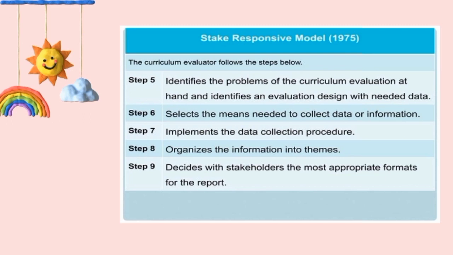Step 6, selects the means needed to collect data or information. Step 7, implements the data collection procedure. Step 8, organizes the information into themes. Step 9, decides with stakeholders the most appropriate formats for the report. Overall, a Stake responsive model in curriculum evaluation promotes collaboration, shared decision-making, and continuous improvement. By valuing the perspective of stakeholders, it creates a more holistic and responsive approach to evaluating the effectiveness of a curriculum.